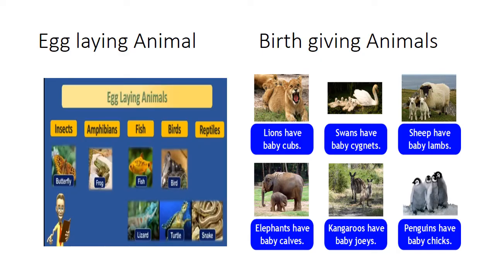The following pictures give a clear idea of egg-laying animals and mammals giving birth to live babies. Egg-laying animals include different sorts of insects, like butterfly, amphibians like frog, fishes, birds, reptiles like lizard, turtle and snake. Baby-giving animals include lion, different kinds of swans, sheep, elephants, kangaroos, and penguins. There are other animals as well, but the main types of animals are these. From this, you can have a clear picture.